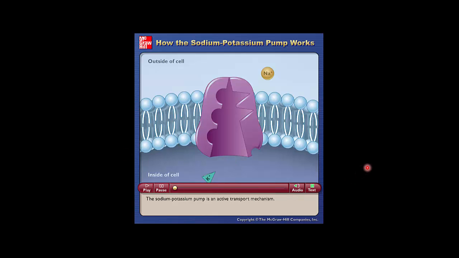Here's a video to show how the sodium potassium pump works. Remember that the role of the sodium potassium pump is to pump out sodium ions and then to bring in potassium ions. And because this is dealing with active transport, it needs ATP for this channel to become activated.